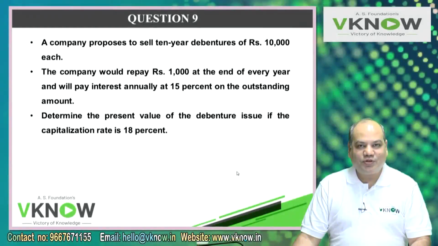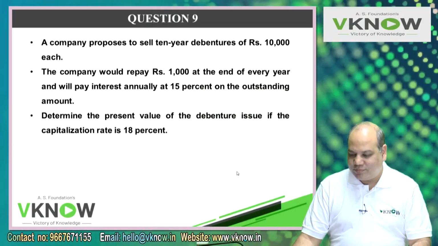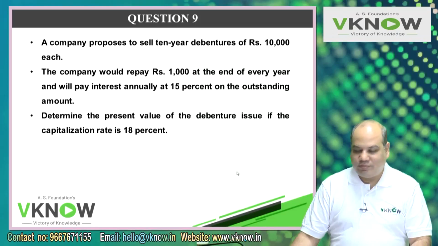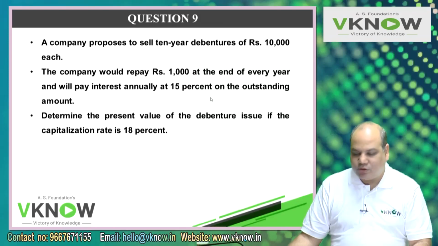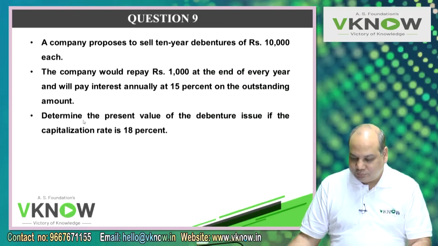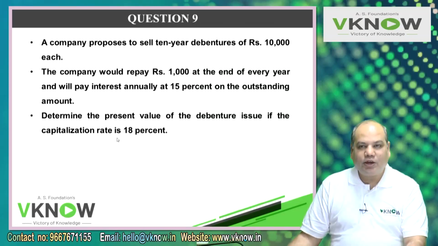Okay, now please come to question number 9. The company proposes to sell 10-year debenture, underline 10-year, of rupees 10,000 each. The company would pay rupees 1,000 at the end of every year and will pay interest annually at 15% on the outstanding amount. Determine the present value of the debenture issue if the capitalization rate is 18%.